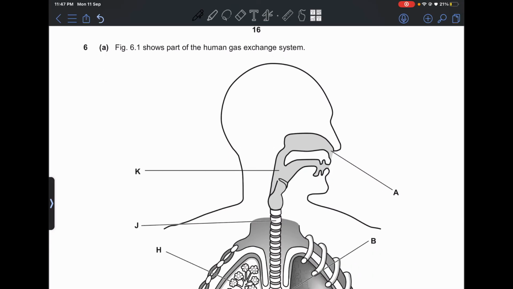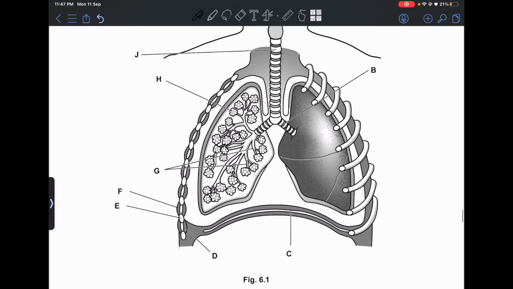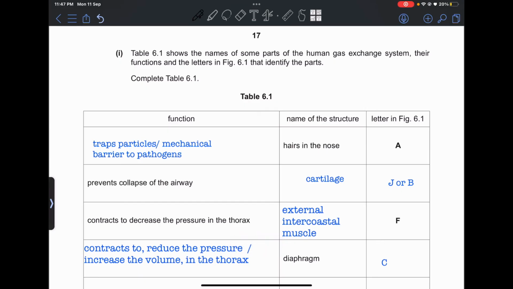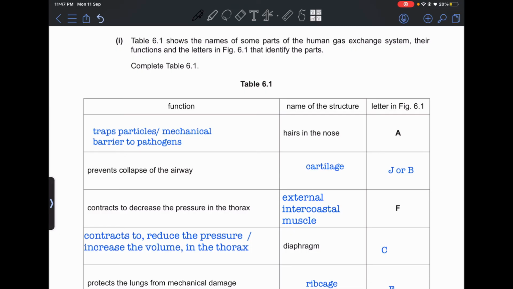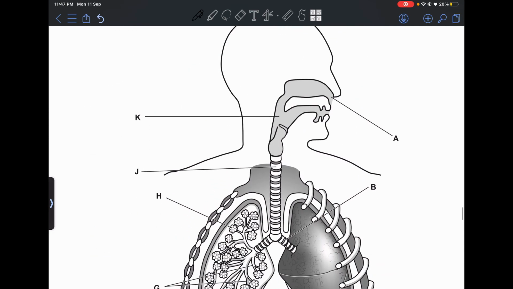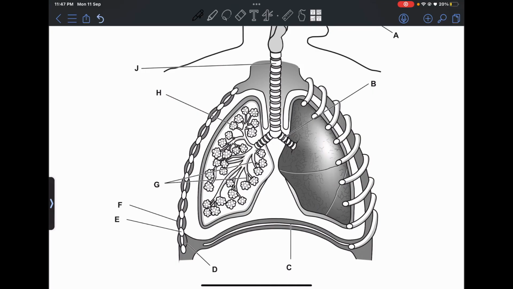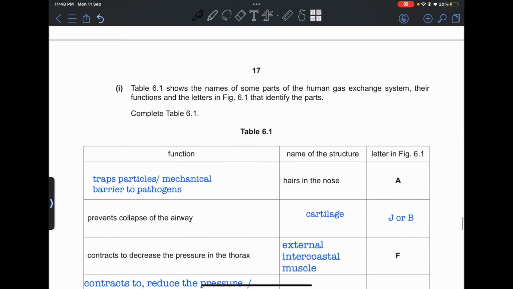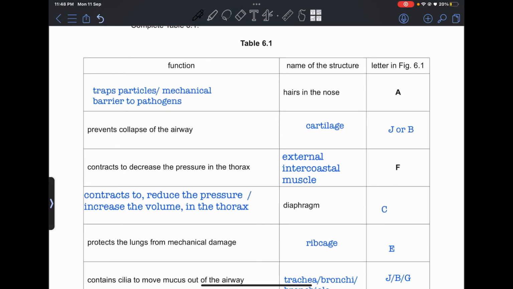6a, figure 6.1 shows part of the human gas exchange system, and it shows us this image. Table 6.1 shows the names of some parts of the human gas exchange system, their function, and the letters in figure 6.1 that identify the parts. Complete table 6.1. The first thing we have here is A, which is the hair in the nose. This acts as a barrier, and it also has mucus. This acts as a barrier to prevent dust and bacteria from entering and to prevent infections when you are breathing.